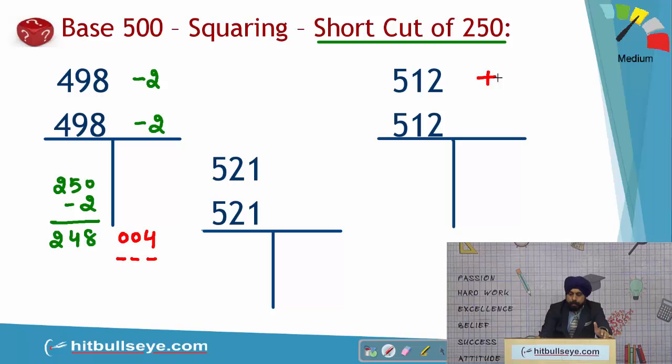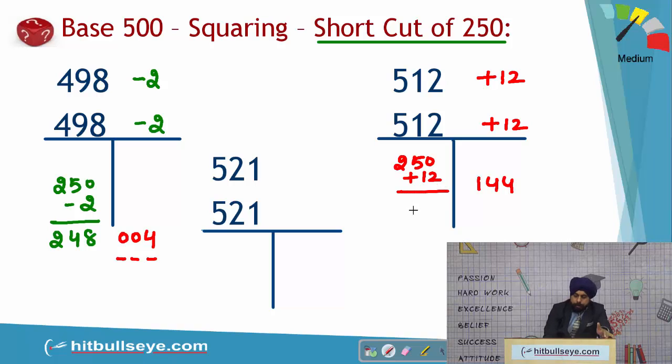Moving on, 512. This is plus 12. Plus 12, you add students here. 12 into 12 is 144. Now 512. This is how much more than 500? So add 12 to 250 directly. Your answer becomes, students, 262144. We have to place 3 digits on the right hand side.